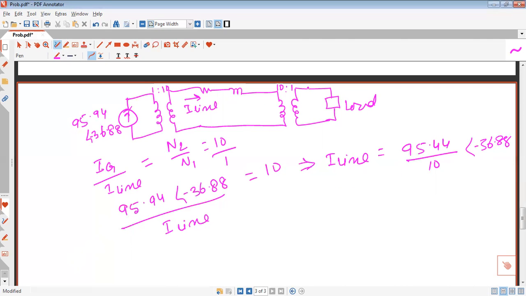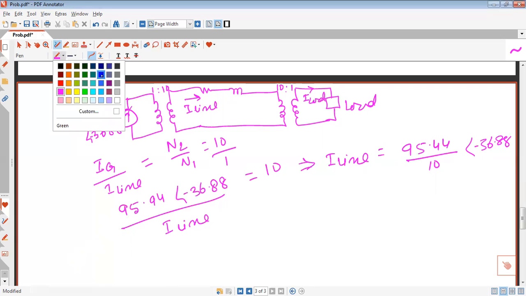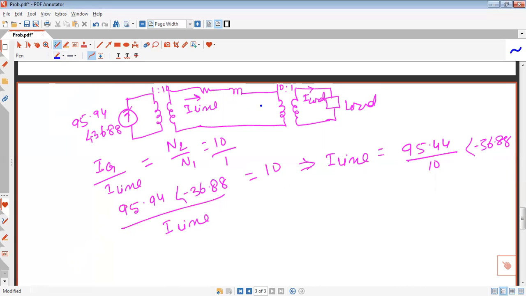Again, from here to here, we have to go for the calculation of the load current, I load. Just taking some different color. So for load current, we have to go from here.